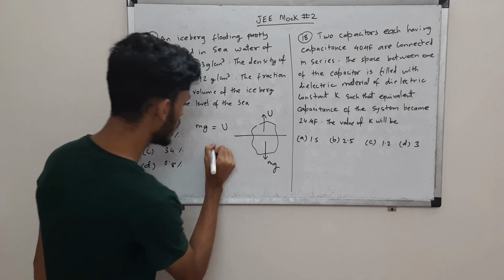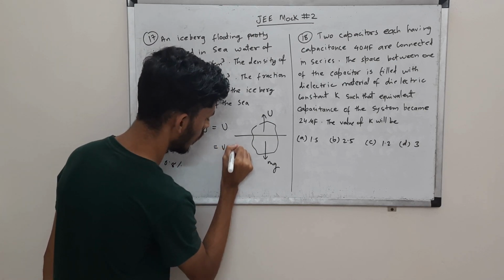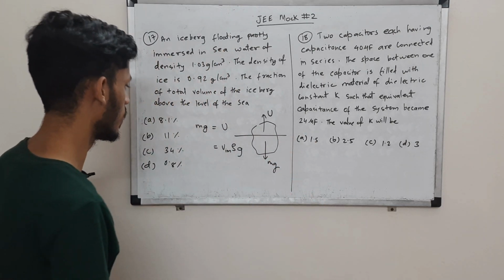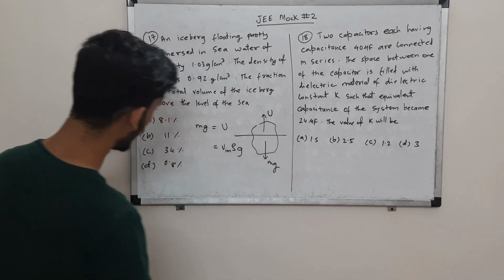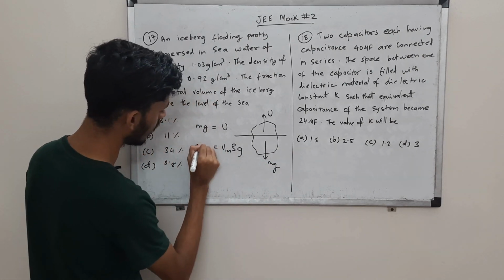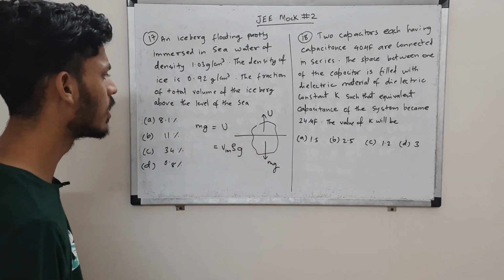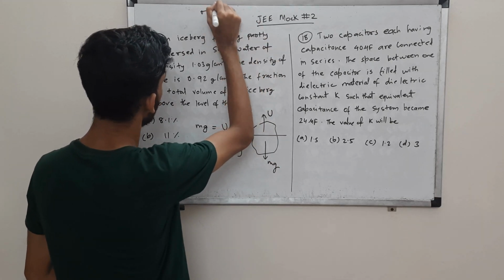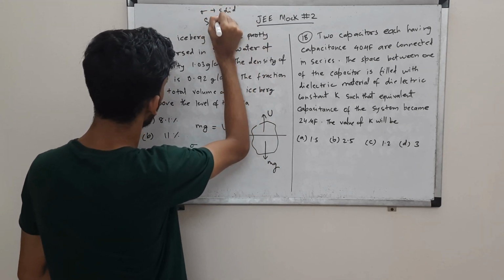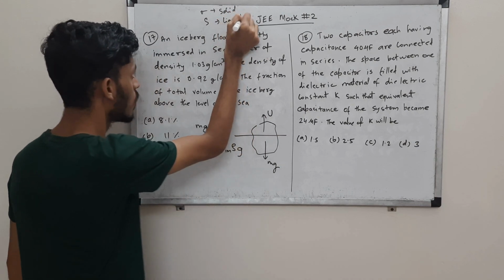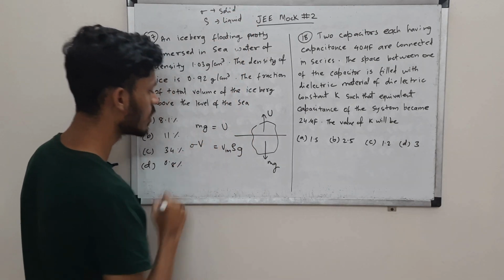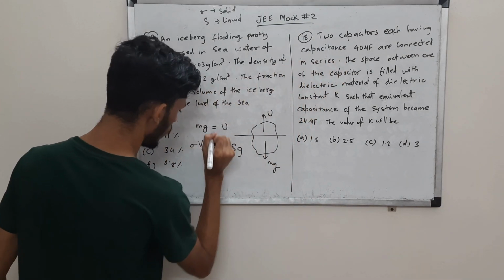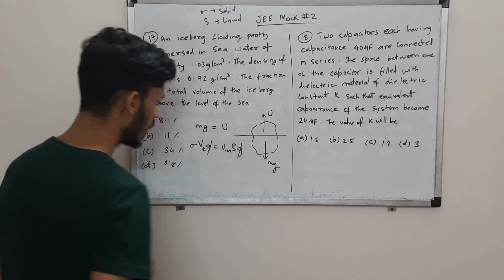Now upthrust is given as the immersed volume into rho into g. Upthrust is due to the volume which is immersed inside the water. Rho is the density of the liquid, keep that in mind, and g is acceleration due to gravity. And here the mass of the iceberg can be written as its density. Now this sigma is for solid, write it somewhere. Sigma is for solid and rho is for liquid, right? So the mass of the solid can be written as density of solid into its total volume, right? This V is the total volume, Vt, right? And this g and g will get cancelled.